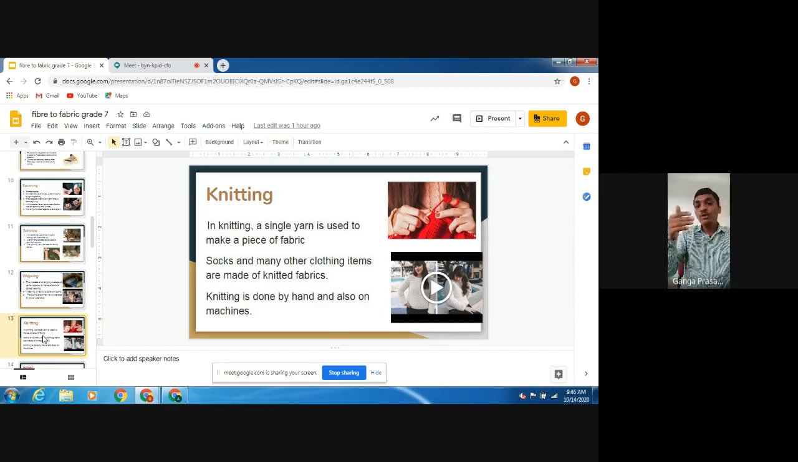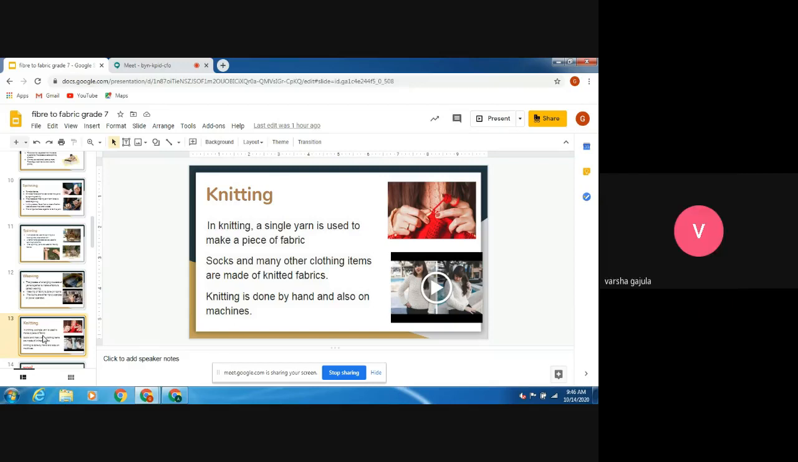Now in weaving we need two types of yarns. So two sets, right? One set is horizontal and another set is vertical. But in knitting, by using a single yarn, one long thread, they will make different types of fabrics.